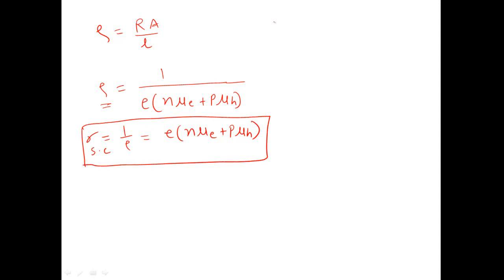Now this is the general expression for conductivity of a semiconductor. From this general expression, if we put some specific conditions, then we can derive the equations for conductivity of an intrinsic semiconductor as well as conductivity of an extrinsic semiconductor. Now first we will see the intrinsic semiconductor.